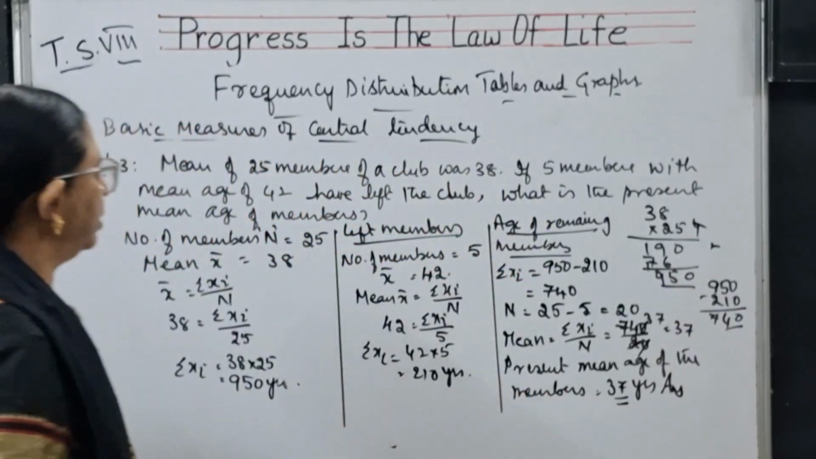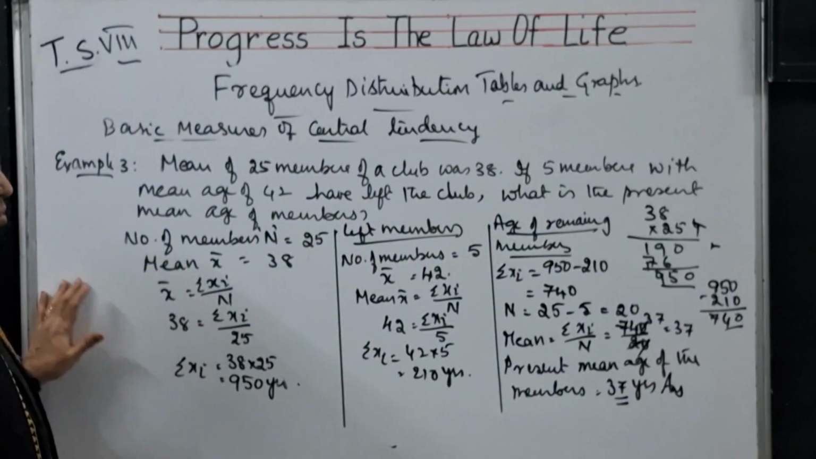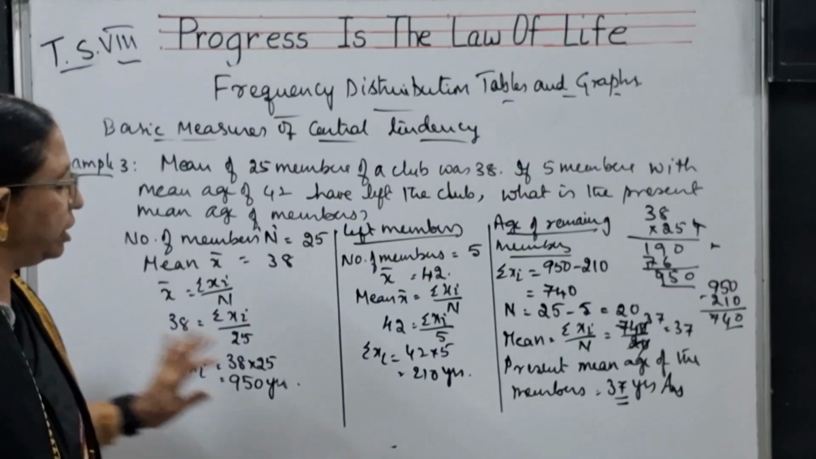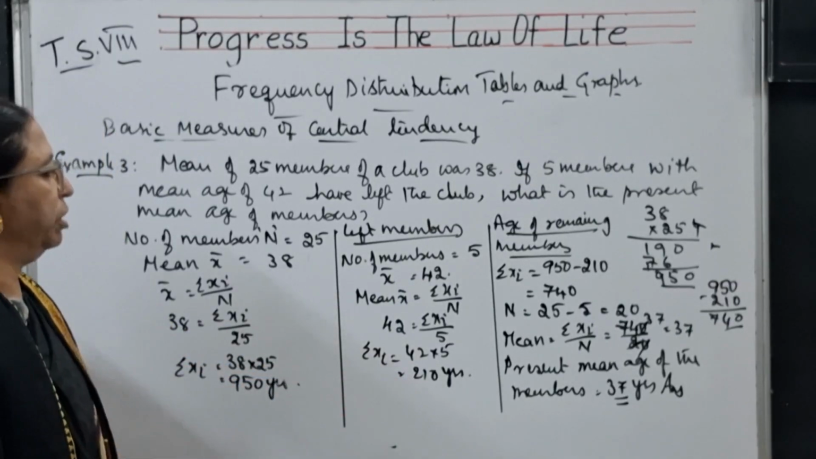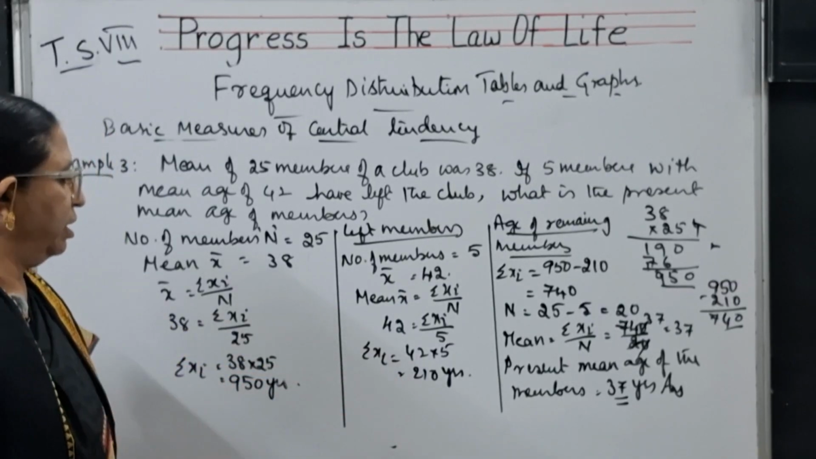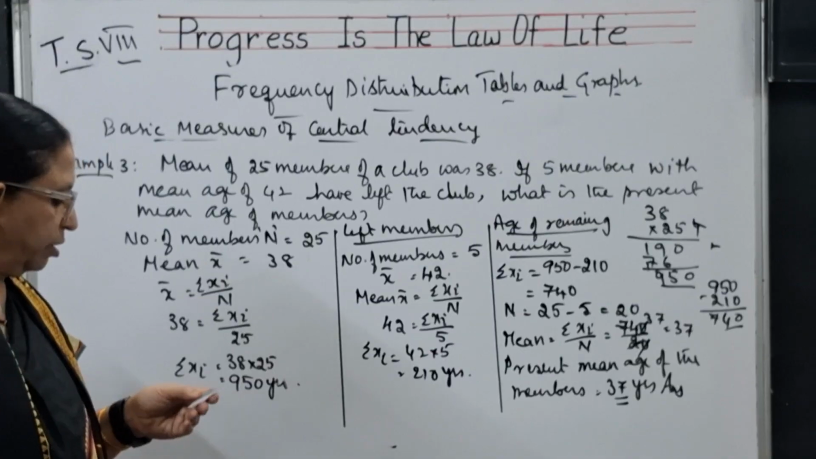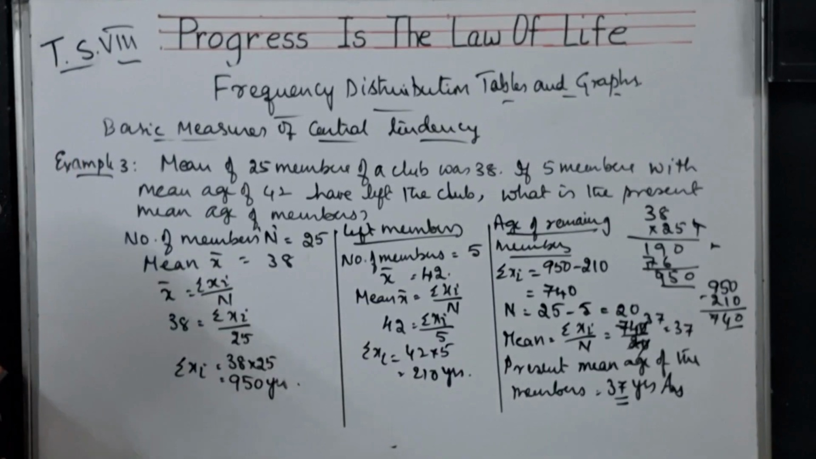I hope I am clear. In the earlier case, the number was directly given. Now we need to find out the number by using the same formula. X bar is equal to sigma xi by n. Note it down.